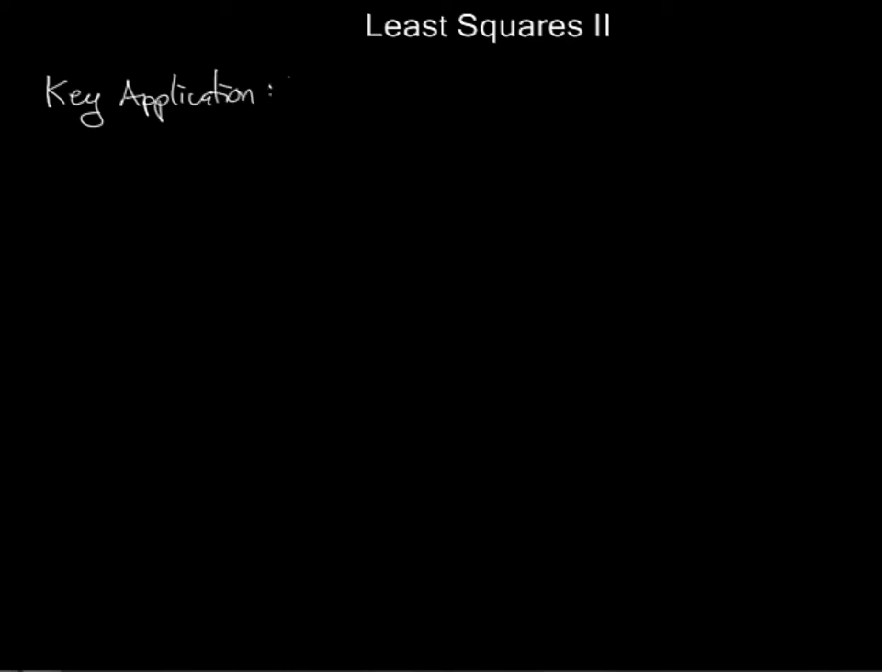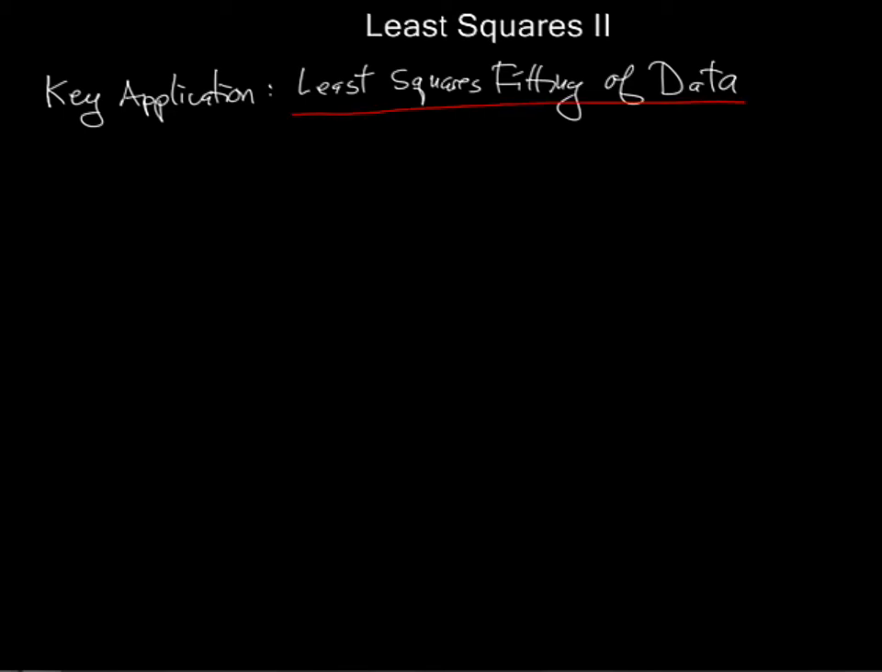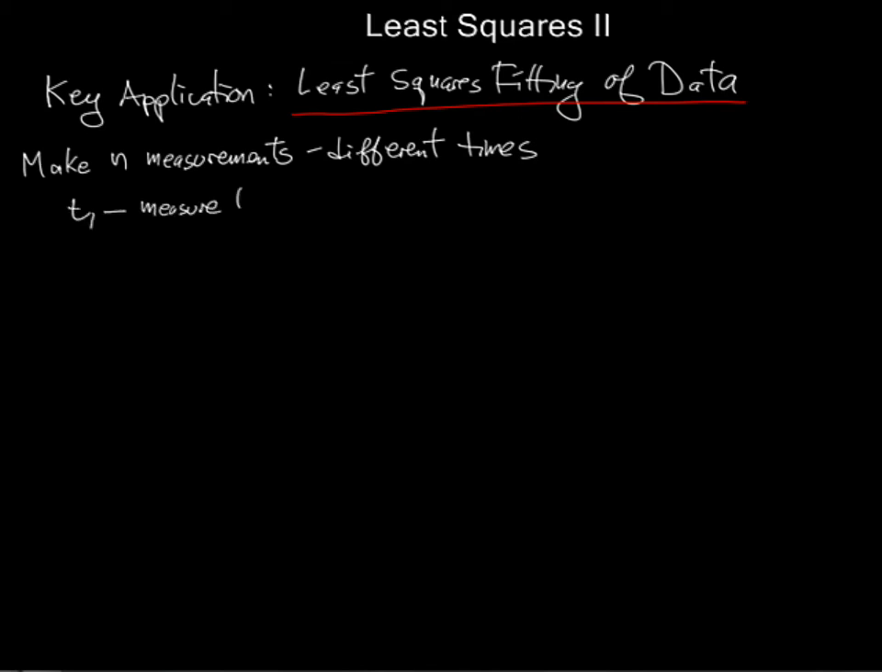Here's a key application. It's called least squares fitting of data. And this is an important application in experiments. So the picture is the following. Let's say you've done an experiment and you've made a bunch of measurements. Let's say you've made n measurements, and let's say, for example, that you're measuring things at different times. So at time t1 you've made a measurement b1, and so on up to tn and bn, and altogether this gives you n points, (t1, b1) through (tn, bn).